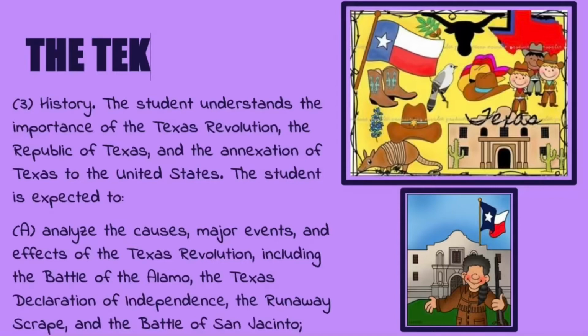The TEK I have chosen for this week is a 4th grade social studies TEK, TEK 3A, History. The student understands the importance of the Texas Revolution, the Republic of Texas, and the annexation of Texas to the United States. The student is expected to: A. Analyze the causes, major events, and effects of the Texas Revolution, including the Battle of the Alamo, the Texas Declaration of Independence, the Runaway Scrape, and the Battle of San Jacinto.